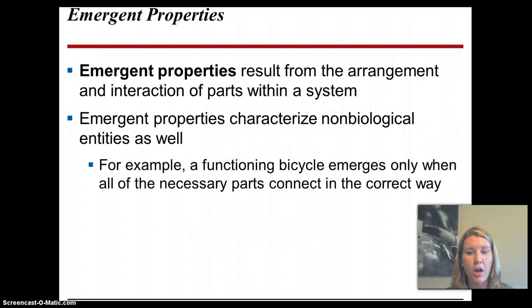Emergent properties are properties that appear as we go up the pyramid. Okay, for instance, let's think about a disassembled bicycle. Okay, if I handed you a box with all these parts, yes, individually they would do their own thing, like a bicycle tire is made to roll, but it can't do it without being attached to some other part. So as we start to put the bicycle together, we can see new things appear that hadn't appeared before. These are emergent properties. They do characterize, that's what I was just talking about, the non-biological entities as well.